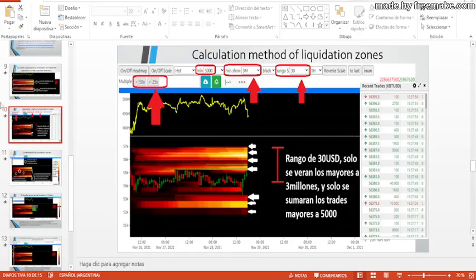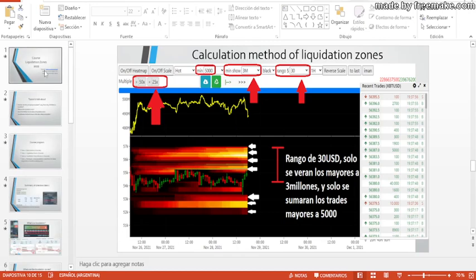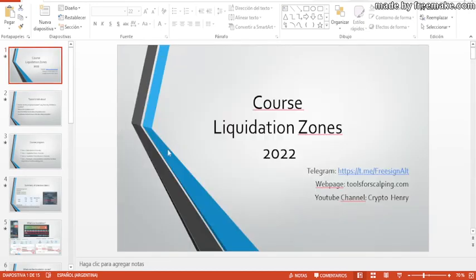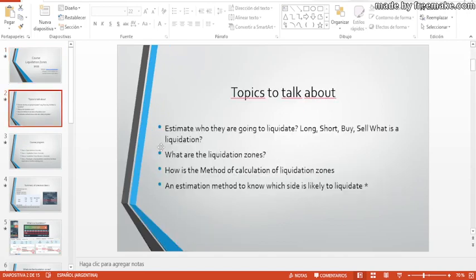Hello everybody, in this video you will see a course on the liquidation zone of the webpage toolsforscalping.com. We will talk about how to estimate where the price will go to liquidate longs, shorts, buys, sells.